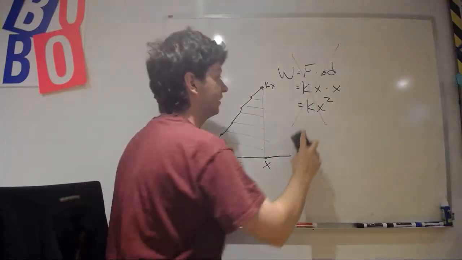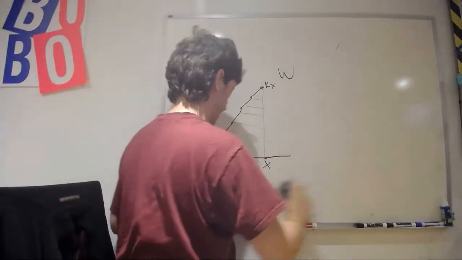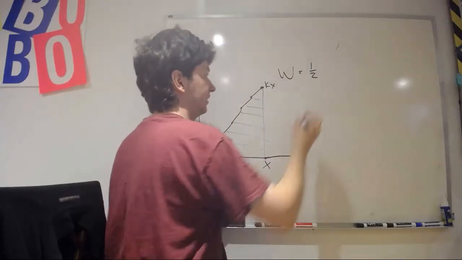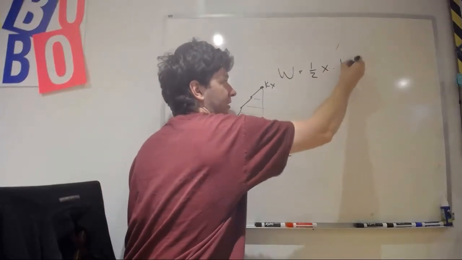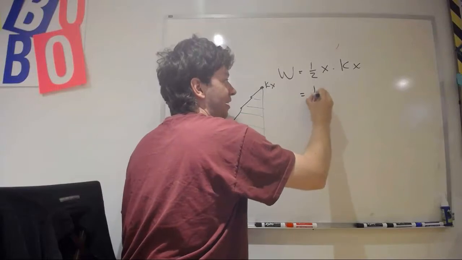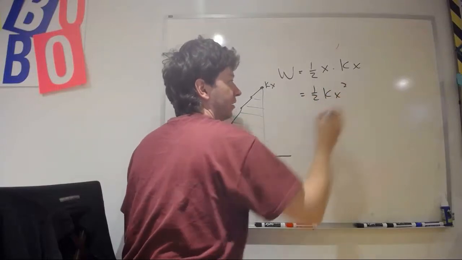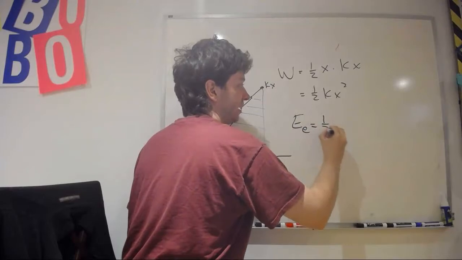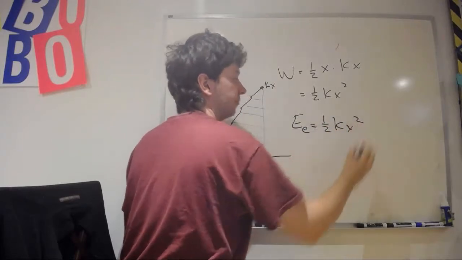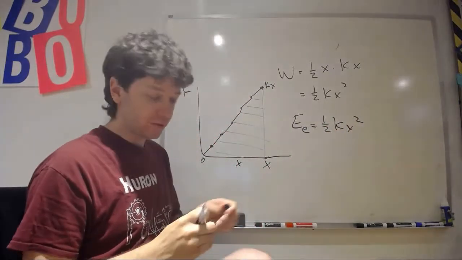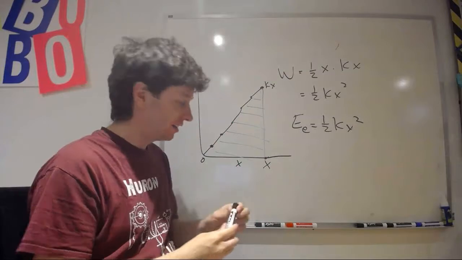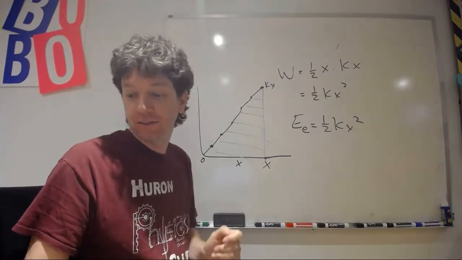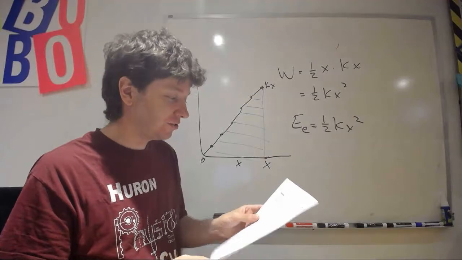Therefore, your work done is half, because it's a triangle, base times height, which we get to be 1/2 kx squared. And this we call elastic potential energy. It's the energy in a spring that is either stretched or compressed. Okay, so now that we talked about that, let's try some problems.